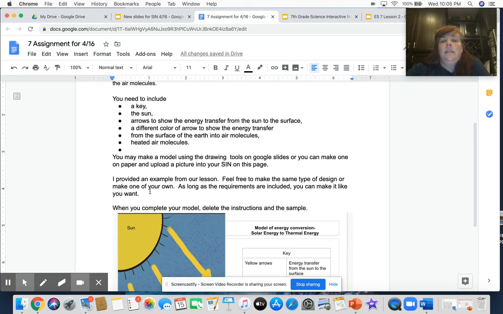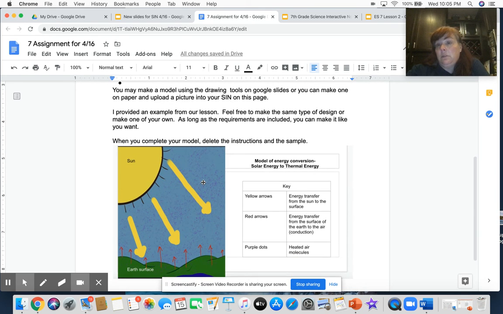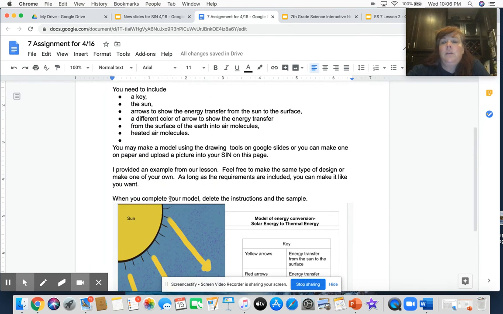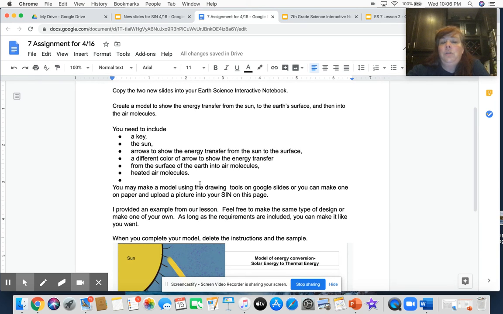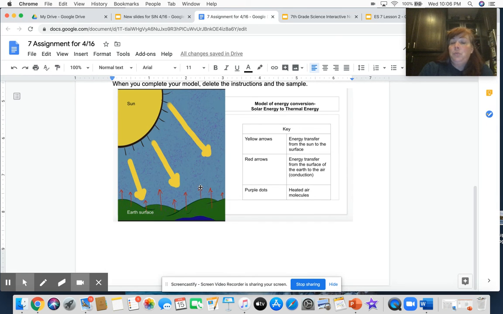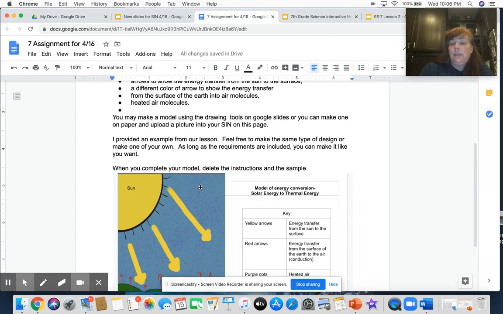Then you need to have your heated air molecules. I use purple speckles. You can use what you like, and you don't have to have as many as I do. I did this on my iPad, and I had a little tool that made all the speckles for me. As long as you have a bunch of them, it's fine. Don't spend 3 hours doing that. Now you need to make a model of this particular scenario. It should look similar to mine, but it doesn't have to look exactly like mine.